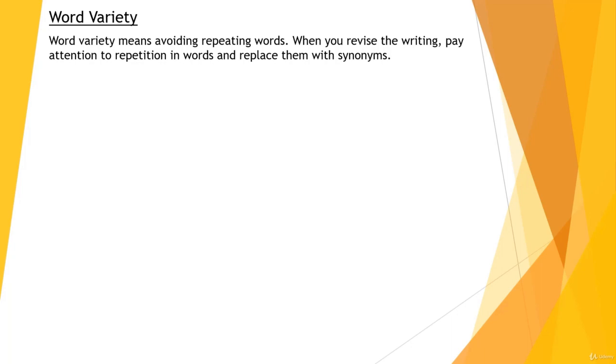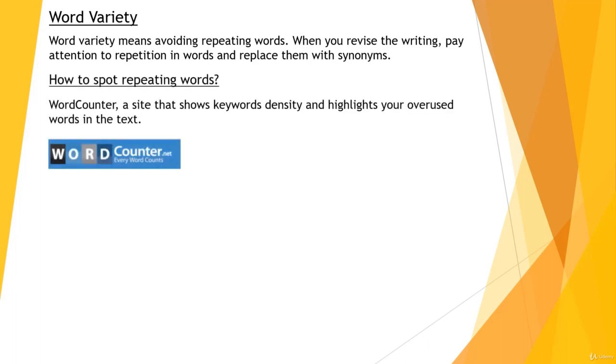After various edits, I can say that repetition of words can often occur in sentence openers. For example, starting several sentences with the, it, or I. Weary of manual search, I discovered a simpler way to spot repeating words. How to spot repeating words? Word Counter, a site that shows keyword density and highlights your overused words in the text. Copy-paste your text and find out your word's appearance percentage.